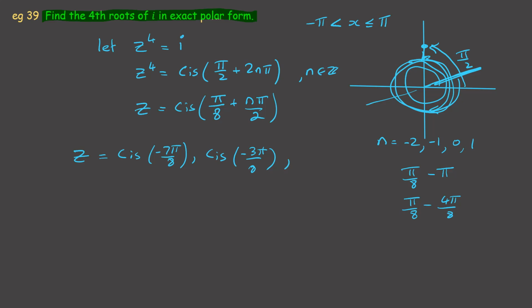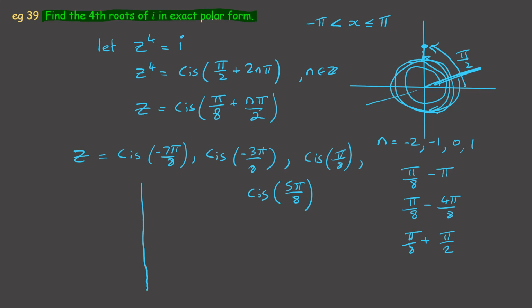And then with the 0, it's just going to be cis pi by 8. And finally, with n equals 1, we've got pi by 8 plus pi by 2. And that would be 5 pi by 8. So cis 5 pi by 8.